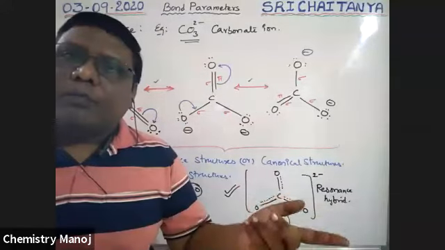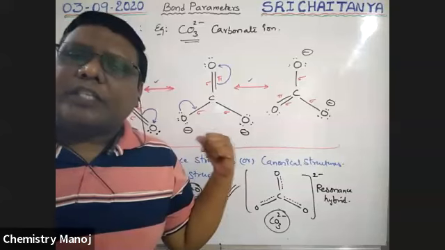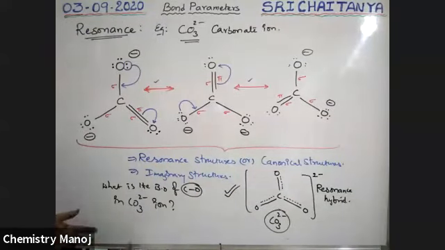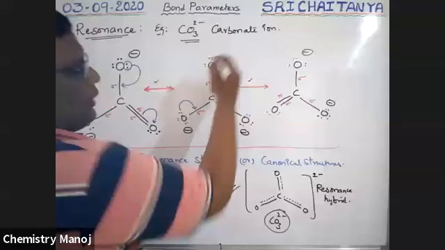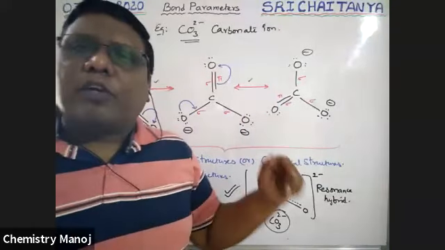There is 1.33 because an extra 0.33 per bond is available. So now, how to calculate bond order? Boys, is this a cyclic molecule or an open chain molecule?